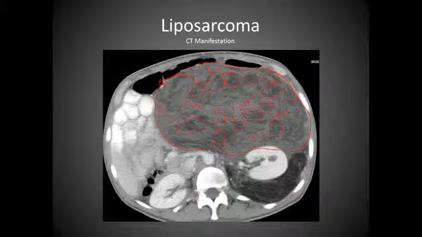So this is a classic liposarcoma. Notice how it has grown and enlarged itself to the point where it's caused, or what looks to be caused, the bowels to kind of compress themselves. Notice your transverse colon here, and notice how compressed it is. And so this patient was probably presenting with abdominal pain or inability to actually defecate. So this is something very, very scary.